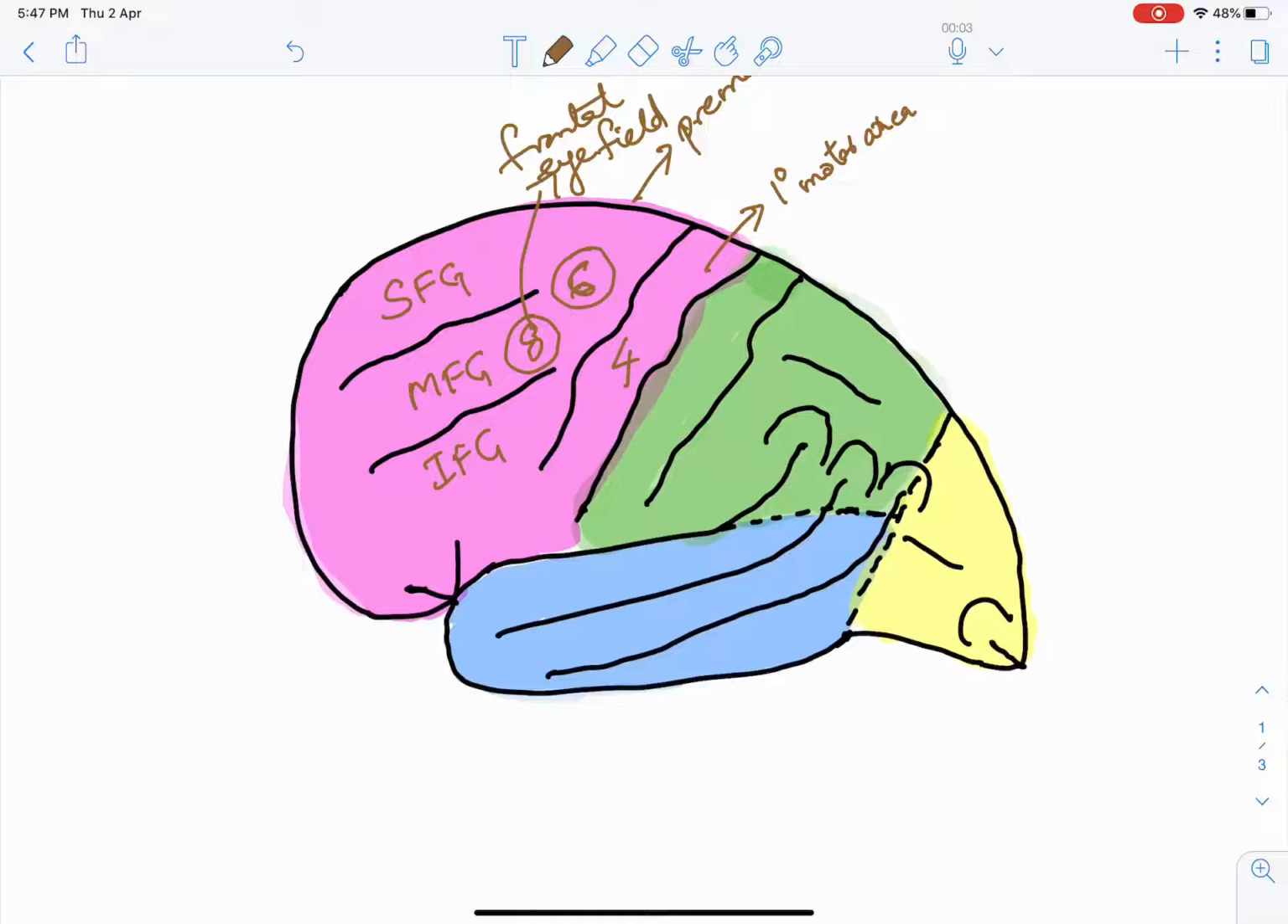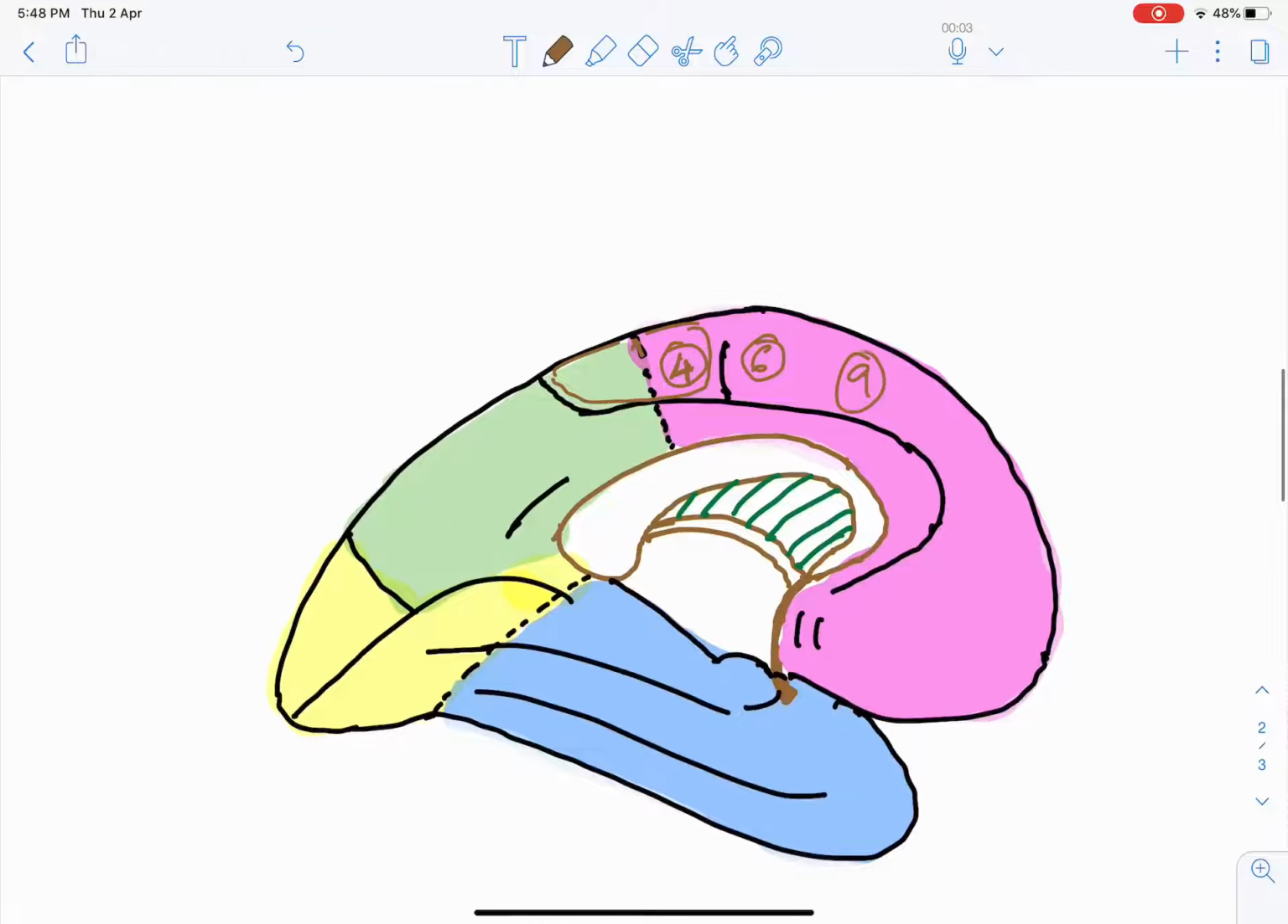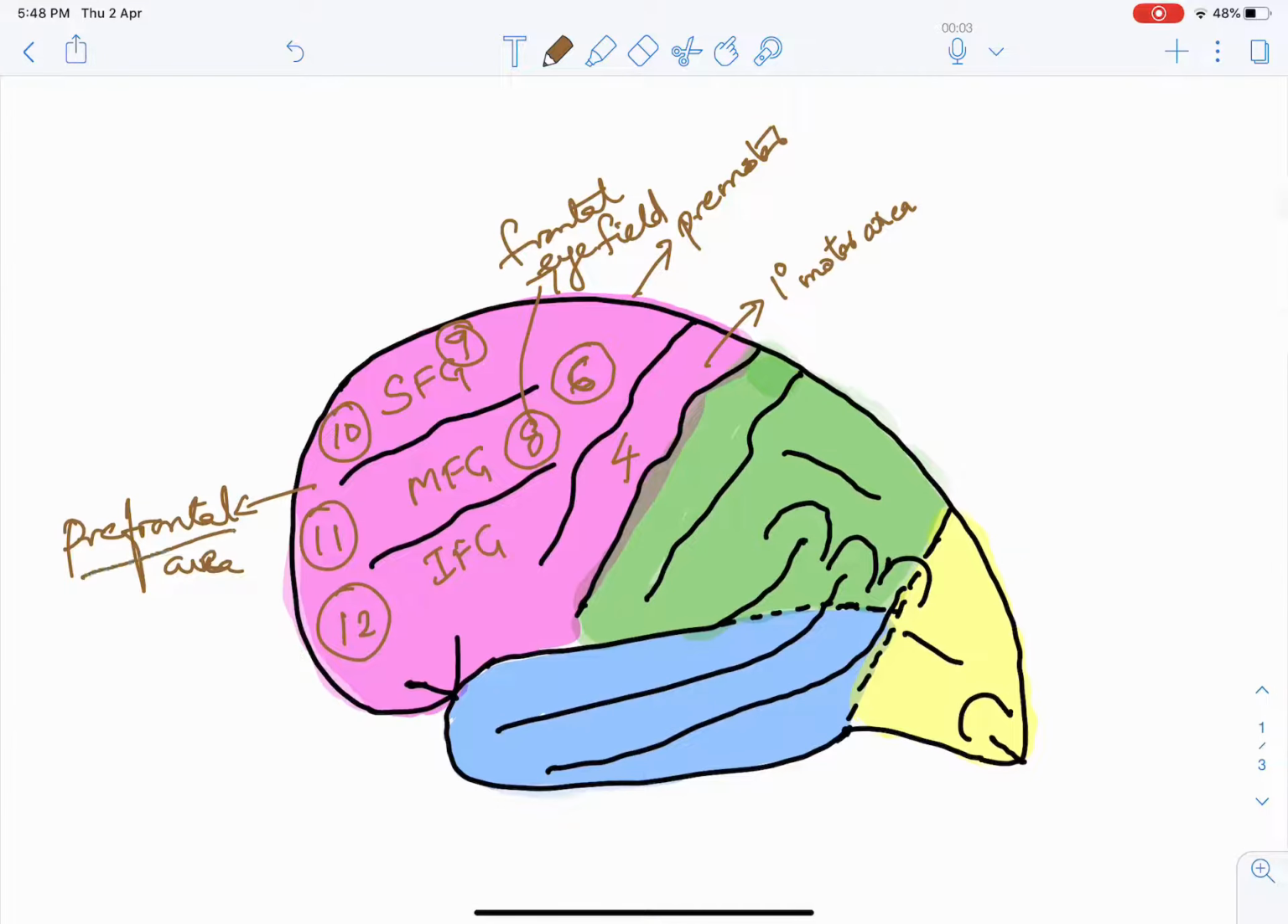Then the next one is the prefrontal area. So we have area number 9, 10, 11 and 12. This is the prefrontal area. Though it is seen in the superolateral aspect, it is also extending mostly into the medial aspect, into the medial frontal gyrus. It is called the prefrontal area, and it is rostral to the premotor area. And area 12 is mainly seen in the orbital surface.